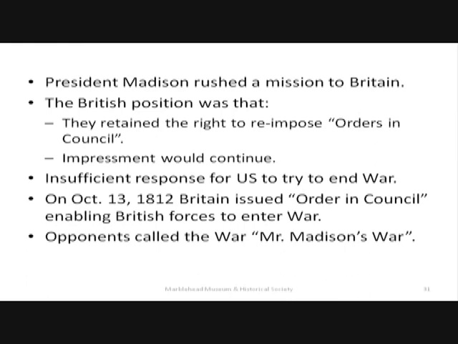The Britons took the position that you'd kind of expect them to do. They had repealed the orders, and the U.S. could take it as is and go make a barrel of money, but they were not going to give up the right to reimpose the orders should things with France get really bad, and they were not going to stop impressment as long as they had to staff their navy. And as far as Madison was concerned, that was insufficient to try to end the war.